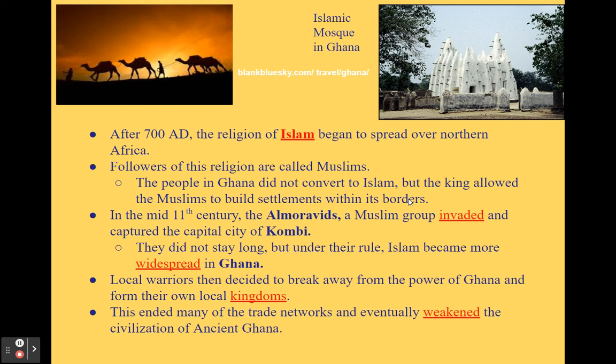All right. The Almoravids didn't stay long, but under their rule, Islam became much more widespread in Ghana. More and more people were actually converting, gaining more power with Islam. So local warriors then decided to break away from the power of Ghana and create their own local kingdoms. So a lot of the trade networks started to disappear, and Ghana started to become more and more weak until finally Ghana basically falls apart.